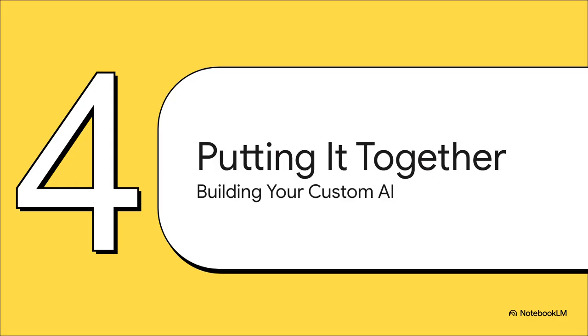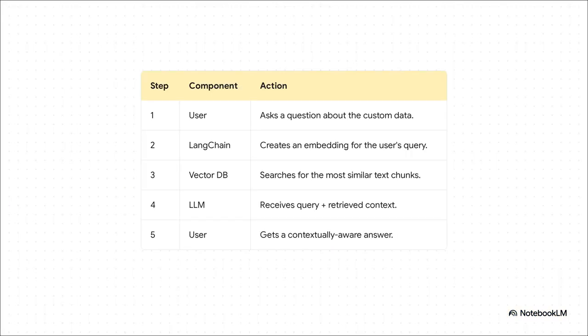All right, this is the moment of truth. We've got the brain, our LLM, we have the toolkit, that's LangChain, and we've built the memory, our vector database. Now let's watch how they all work together in perfect harmony to answer a real question. This entire flow is that retrieval augmented generation process we just talked about. Let's trace it. So step 1, you ask a question. Instantly, LangChain grabs your question and turns it into a numerical embedding.